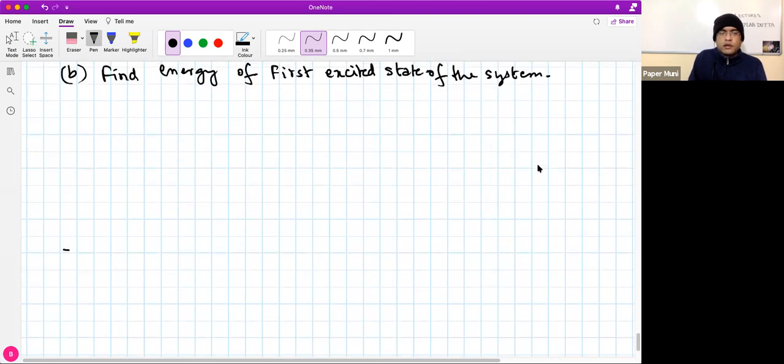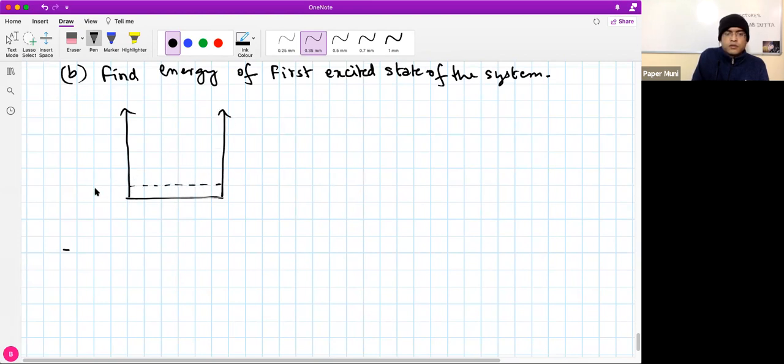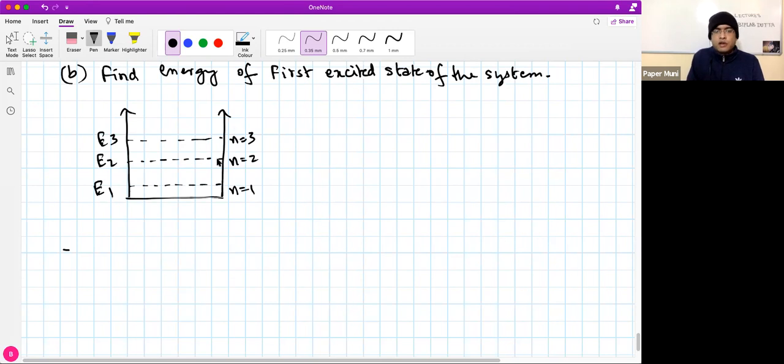So in this case, you have the situation. Now let's fill up the potential. So this is the potential, and we have E1 and E2, and let's talk about, say, E3. Now this is n equal to 1, n equal to 2, n equal to 3.